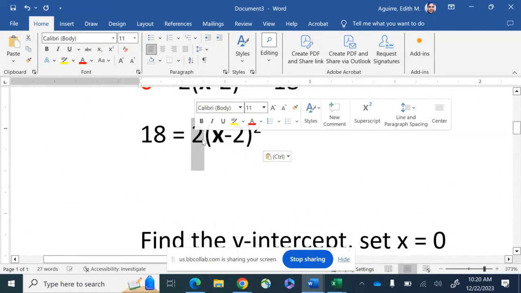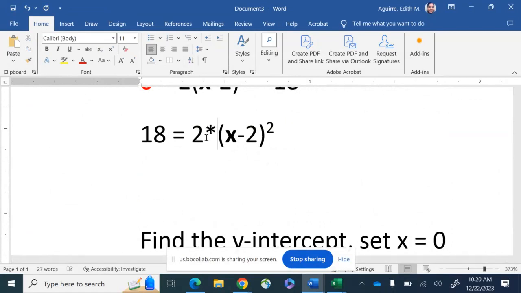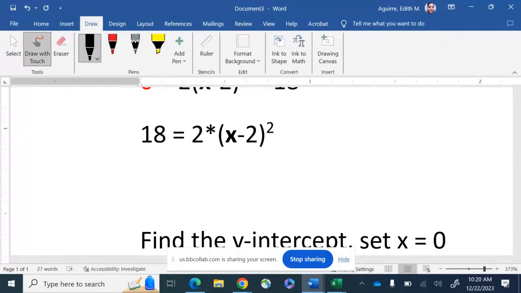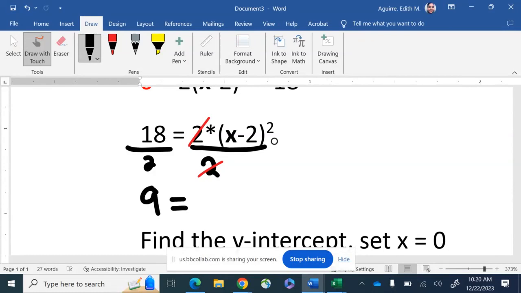Next thing is I want to get rid of the 2. The 2 is being multiplied, so I do the opposite, right? I'm going to have to divide. Let me see if I can draw here and show that I'm going to divide both sides by 2. When I divide both sides by 2, that gives you 1. So you end up with 9 on the left side, and this is x minus 2 parentheses squared.